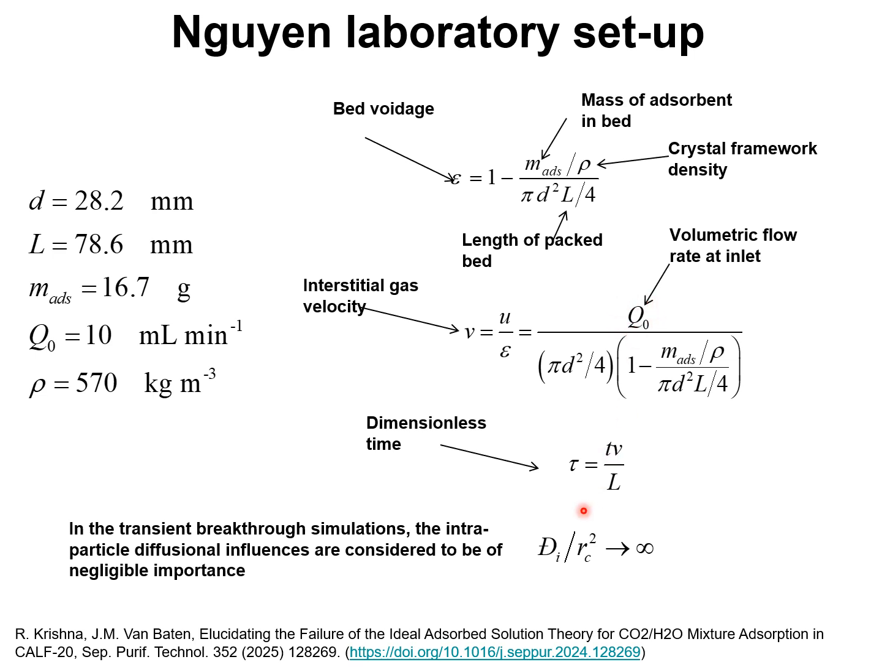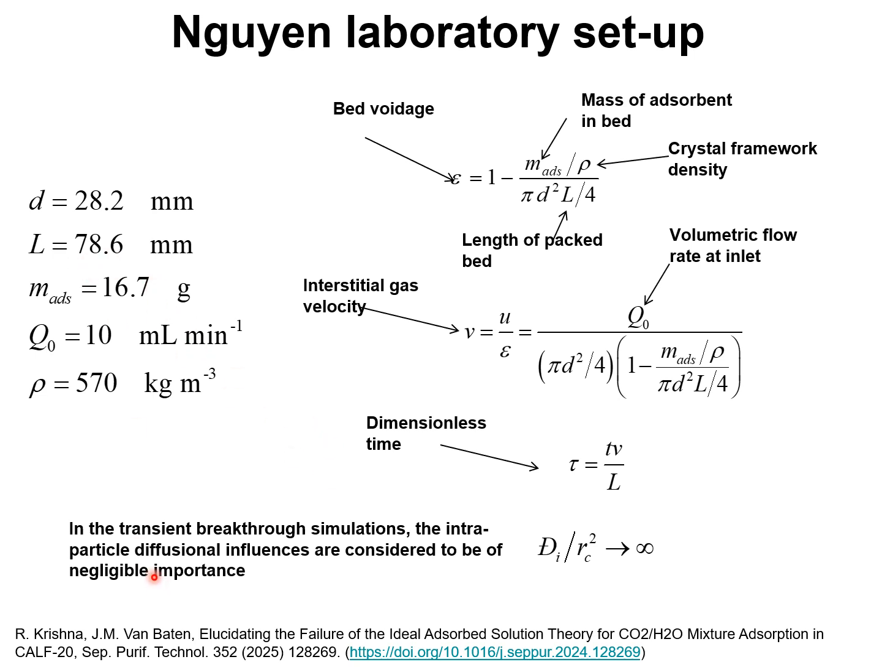The experimental data are presented in terms of the dimensionless concentration at the exit, or the percentage or mole fraction of CO2 exiting the fixed bed, or the percentage relative humidity of the gas mixture exiting the fixed bed as a function of the dimensionless time. The dimensionless time, tau, is the actual time multiplied by the interstitial gas velocity divided by the length of the packed bed.